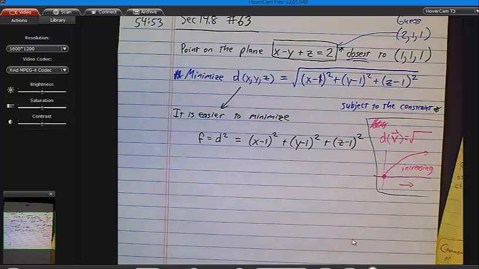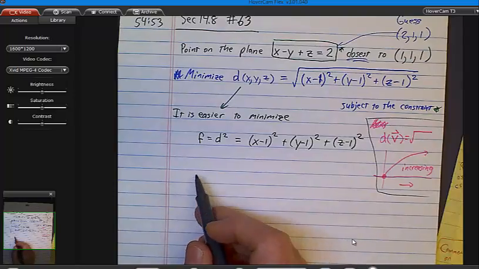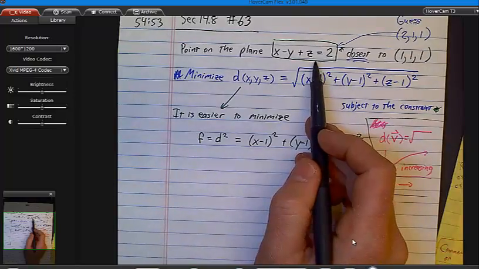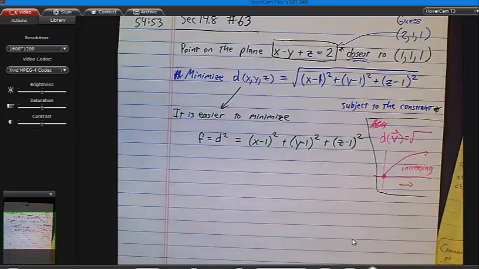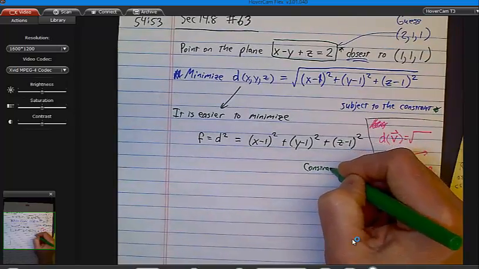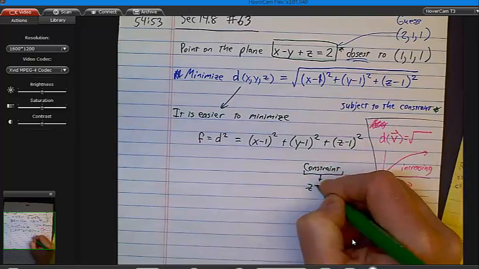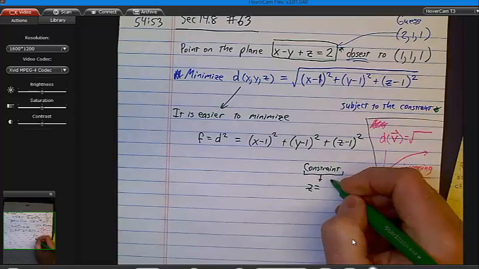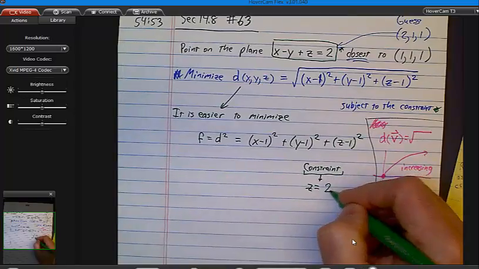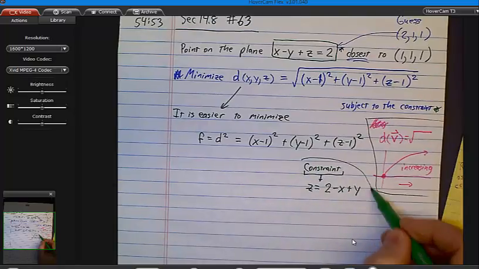Okay, so let's minimize this thing. How do we minimize this thing? Well, okay, I like your idea. I think Jesse said let's solve for z in the constraint, right? So let me do that. The constraint can be rewritten as z equals, I guess it would be, 2 minus x plus y, right? That's a way to rewrite the constraint.